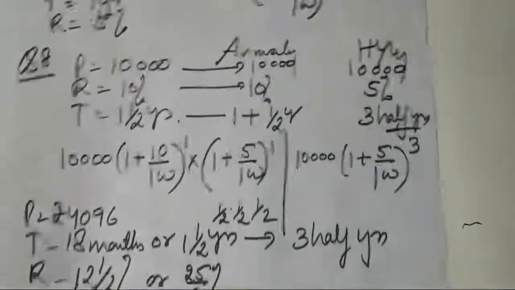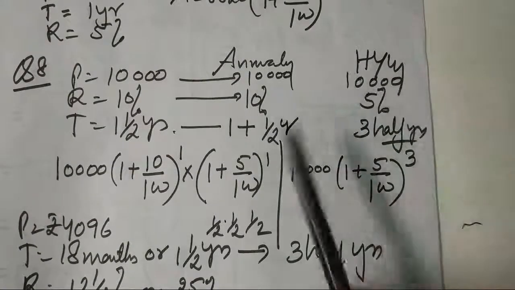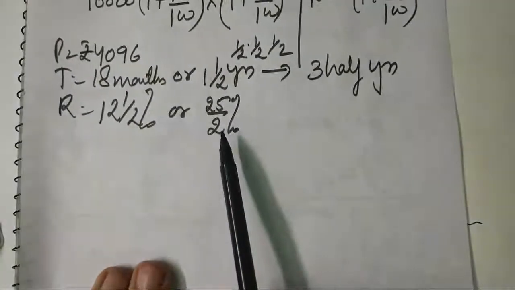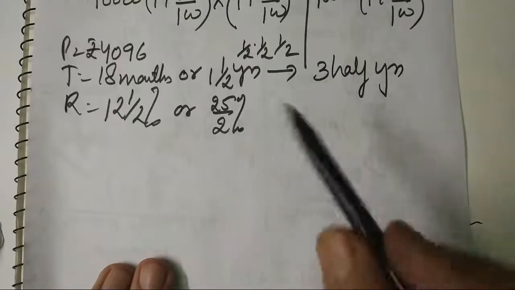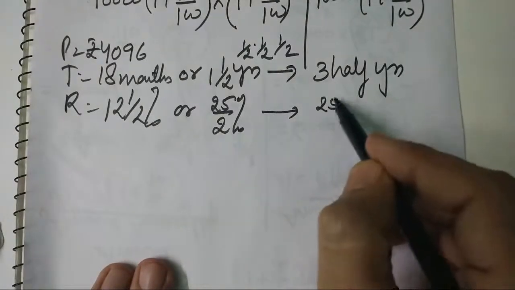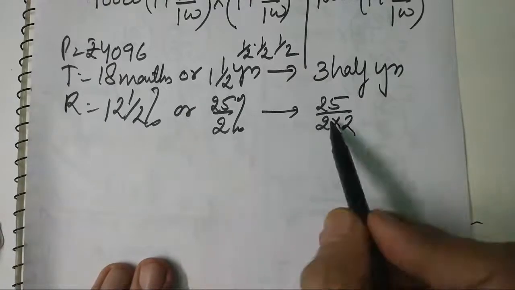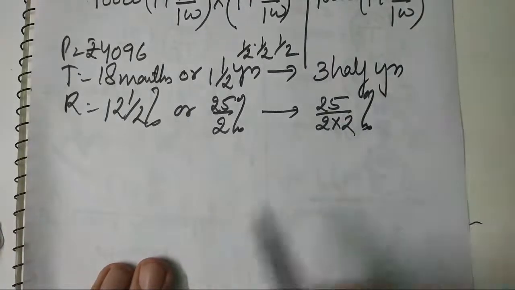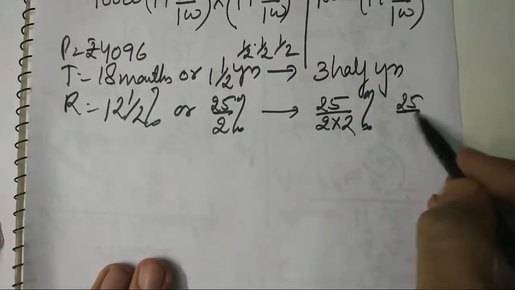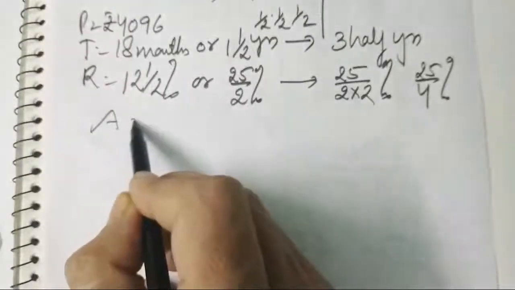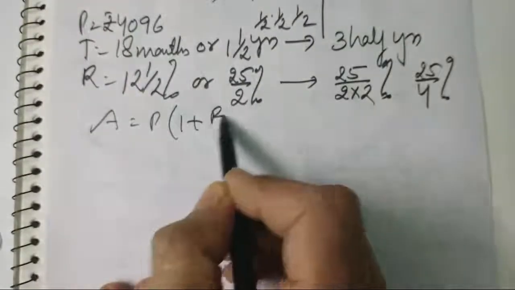So whenever you do half yearly, here also we change the rate of 10% into half. So here also the rate is given 25 upon 2. You will make it half. So it will become 25 upon 2 divided by 2. There will be another 2 here and you will use this number, which becomes 25 upon 4%. So when you calculate, it will become A is equal to P (1 + R/100)^time.